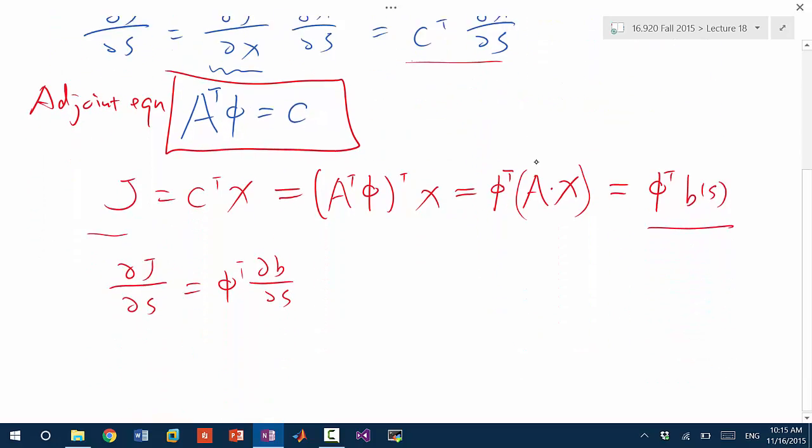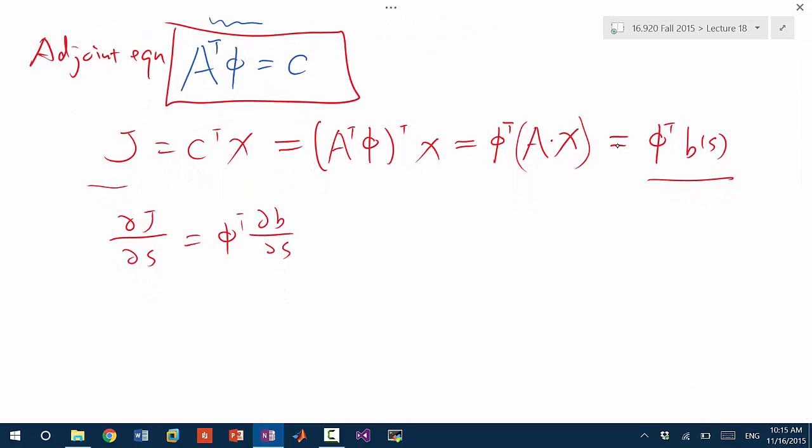The adjoint way is more efficient when you have a few objective functions J and many S's, because that way you need to solve as many adjoint equations as there are objective functions, and you can multiply these adjoint solutions with as many partial b partial s as there are design variables.